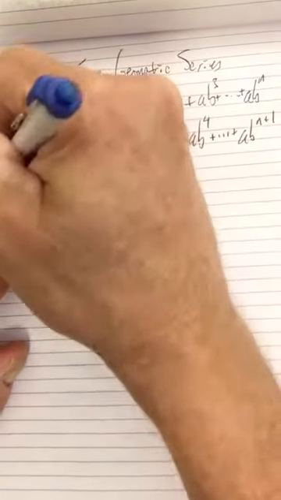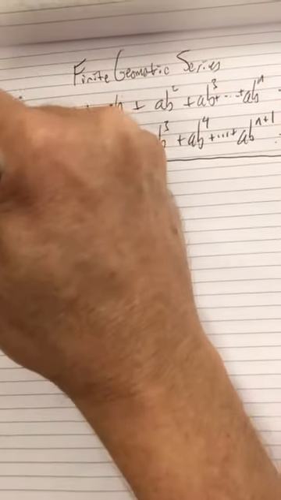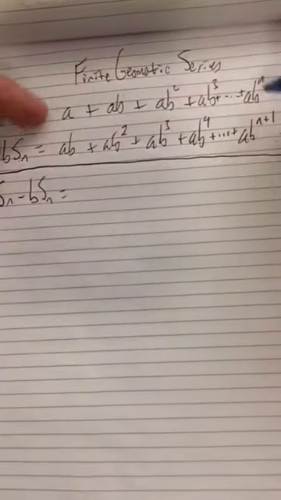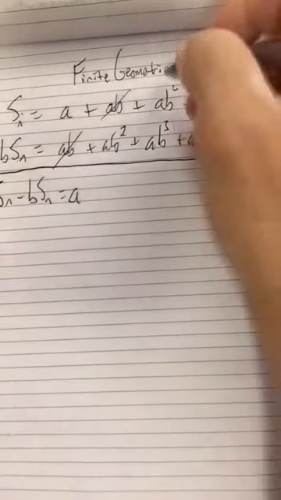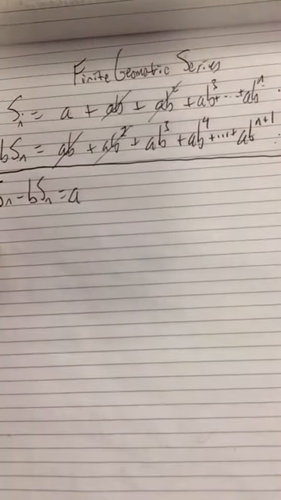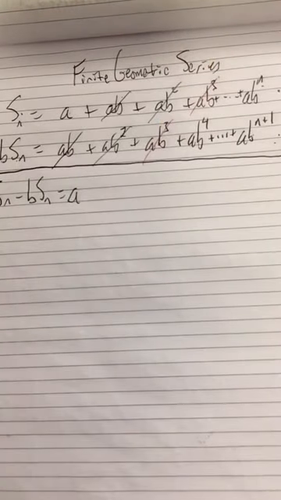Now I'm going to do a really fancy algebra trick and subtract. I'm going to take this and subtract from it this. So I go S sub n minus this, and then this minus this. Well, A has nothing being taken away from it because there are no like terms down here. But this AB and this AB will go away. This AB squared and this AB squared will go away. This AB cubed and this AB cubed will go away. And this pattern will continue.